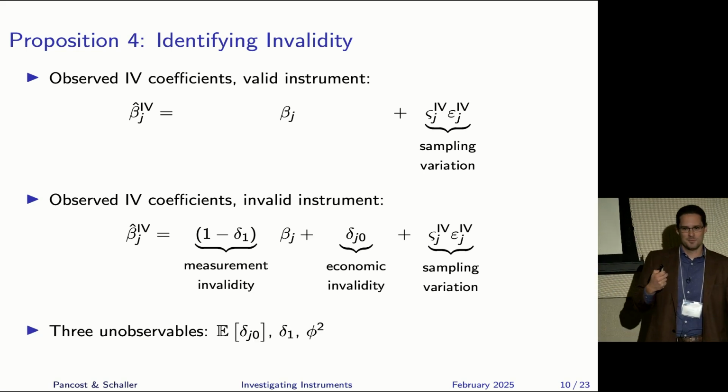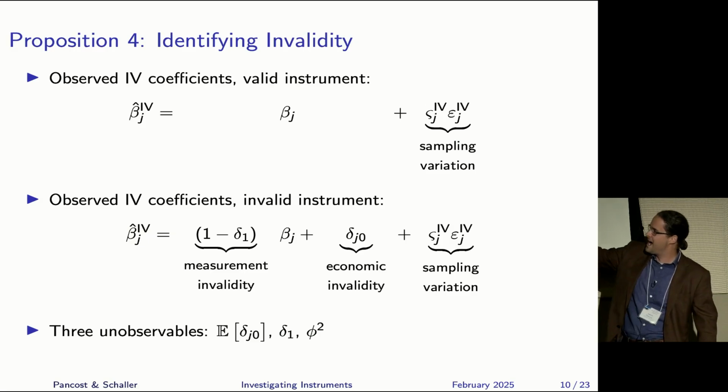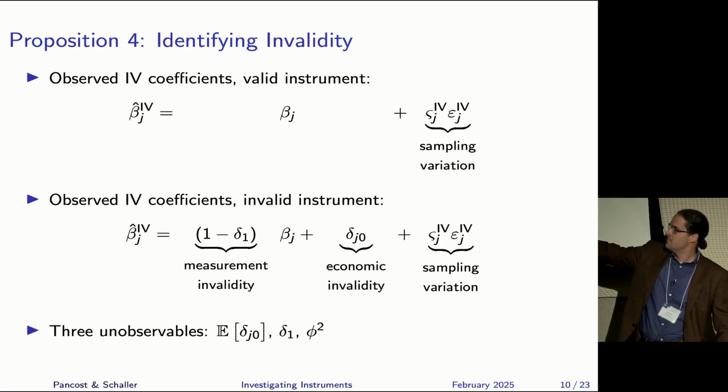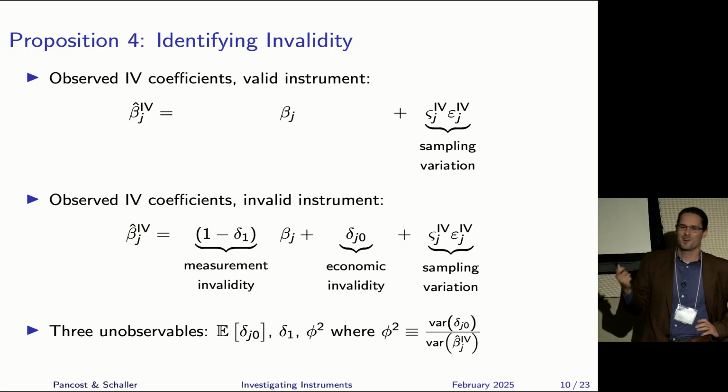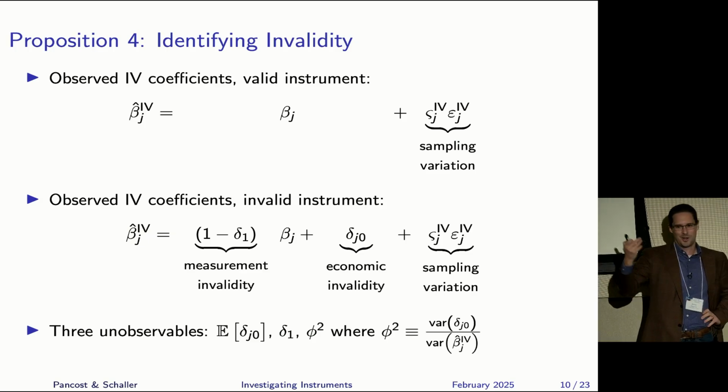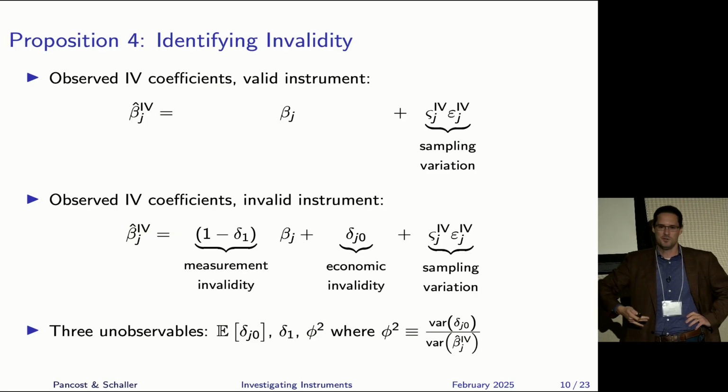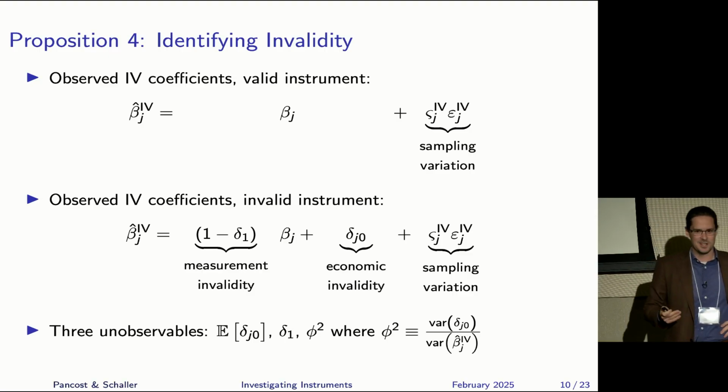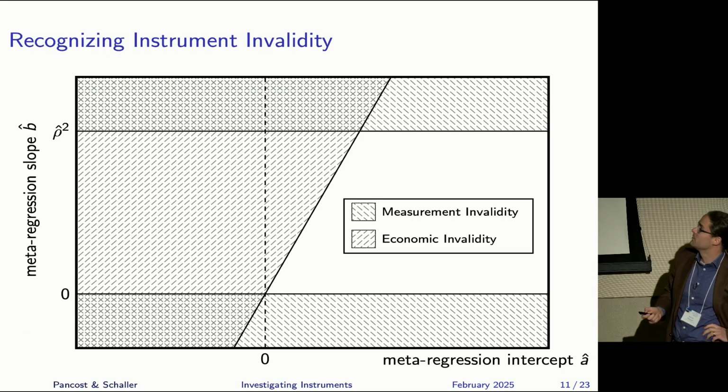There's actually a third unobservable thing. So the unobservables are the average economic invalidity, the measurement invalidity, and then there's this awful phi squared thing, which is the variance of the economic invalidity across regressions. That's a nuisance parameter. There's nothing we can do about that. I'll show you briefly what that looks like.